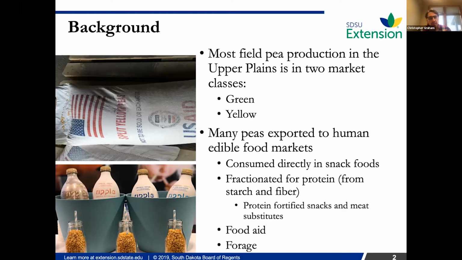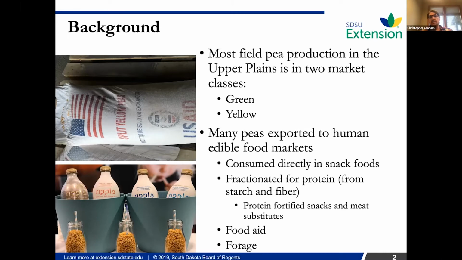As some background, field pea production in the upper plains is basically in these two markets: green and yellow peas. Typically, they have some end use differences in different markets, and prices fluctuate between the two. Some years greens are more valuable than yellows, and vice versa. But the lion's share of peas produced in the plains are yellow peas, so they're much more familiar to a lot of growers and a lot of markets. In our program and our variety trials, certainly the entries from the companies are majority yellow. We'll talk a little more later about some of those differences.